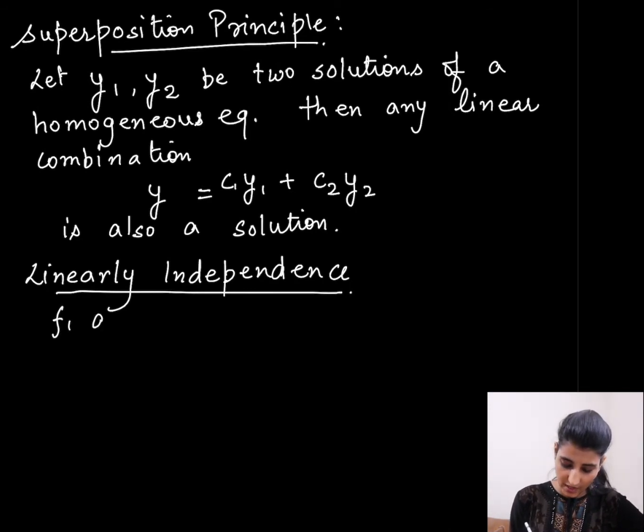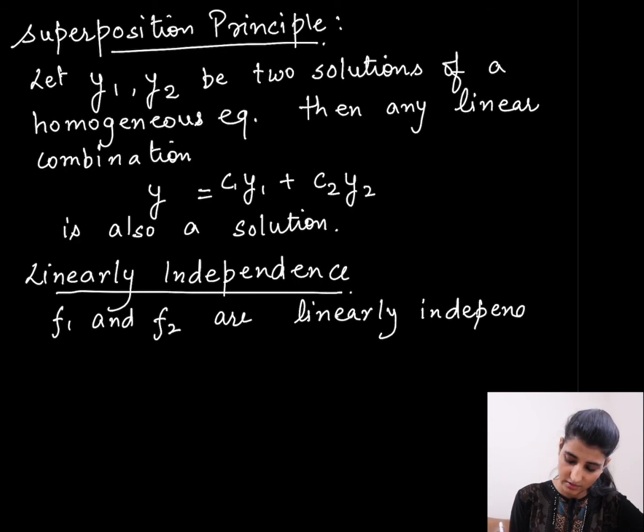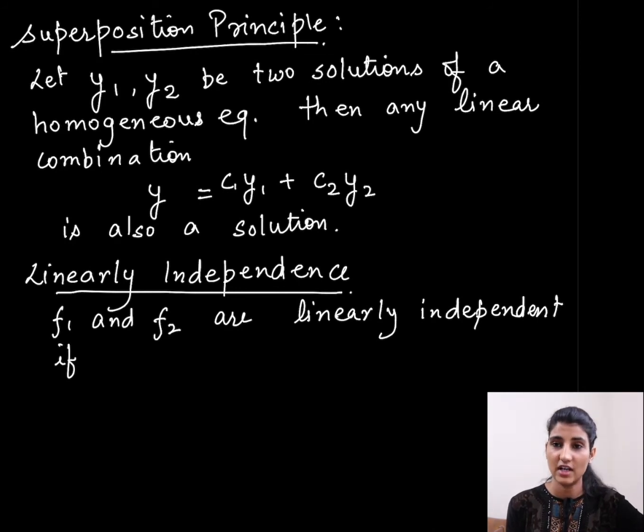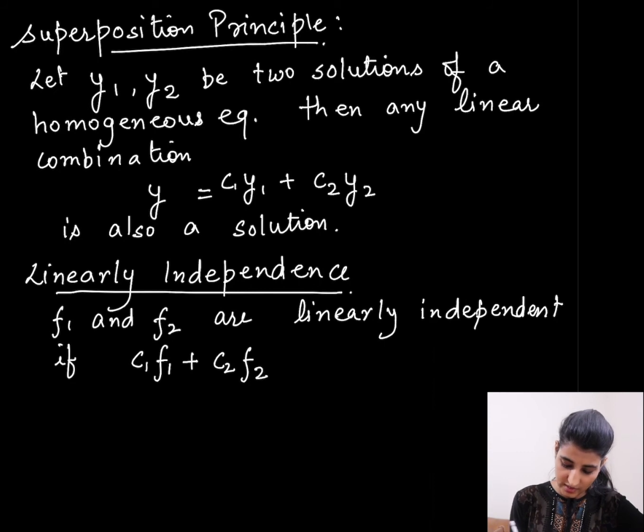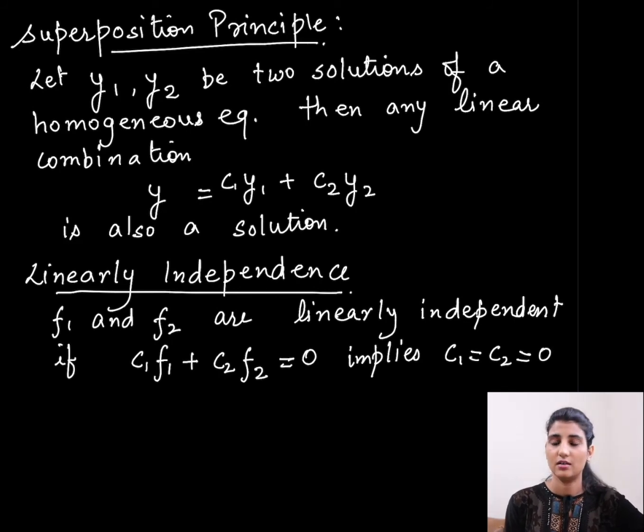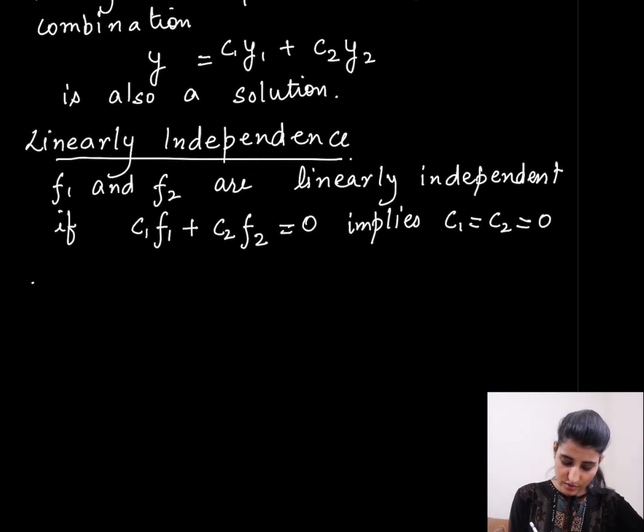So we will say f1 and f2 are linearly independent if we have a linear combination of f1 and f2 which is 0, means c1 f1 plus c2 f2 is equal to 0, implies c1 and c2 both are 0. It means there is no non-zero c1 and c2 which can make this combination equal to 0.